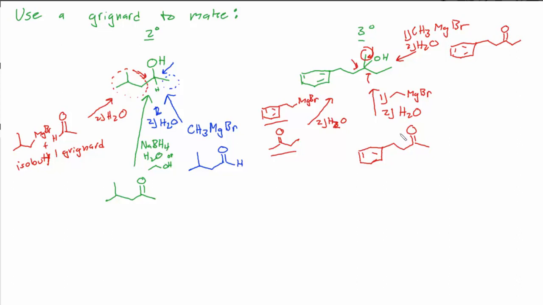And you see we started with 3 different ketones. We added 1 carbon group to make a tertiary alcohol. Over here, we started with aldehydes and added 1 carbon group to make a secondary alcohol, or we started with a ketone and reduced it with an H to make a secondary alcohol.